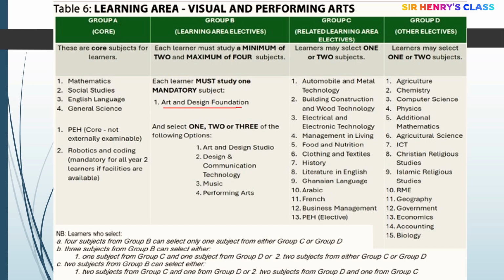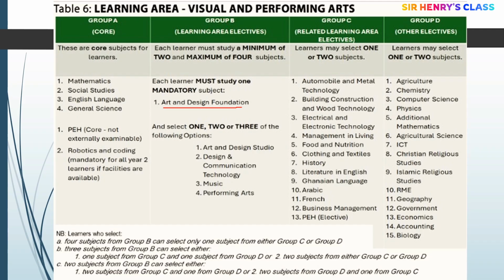You are not going to skip it, and you can select 1, 2, or 3 from this: art and design, studio design and communication, music and performing art. You can choose 1, 2, or 3. Then group C, you may do 1 or 2, and then group D, you may also do 1 or 2. Now, how is the selection done?